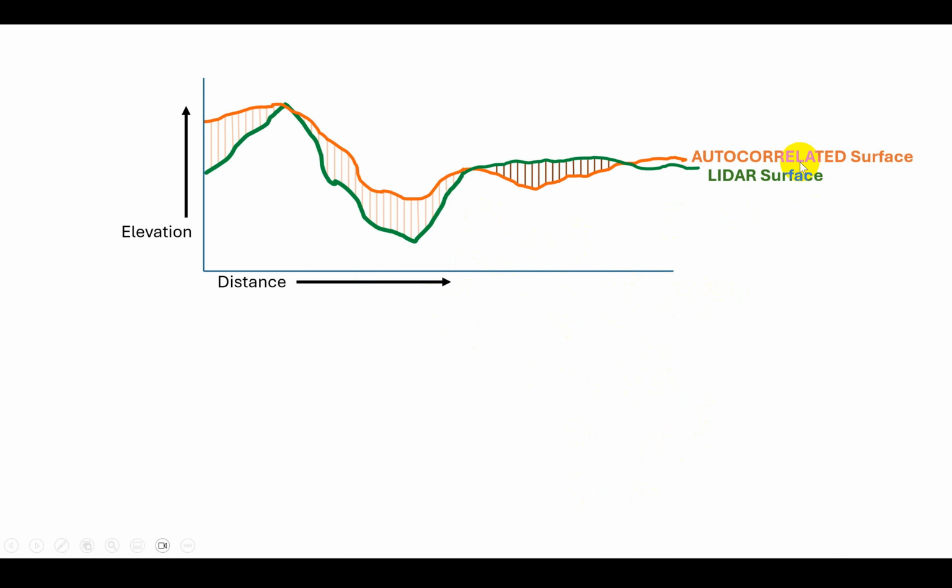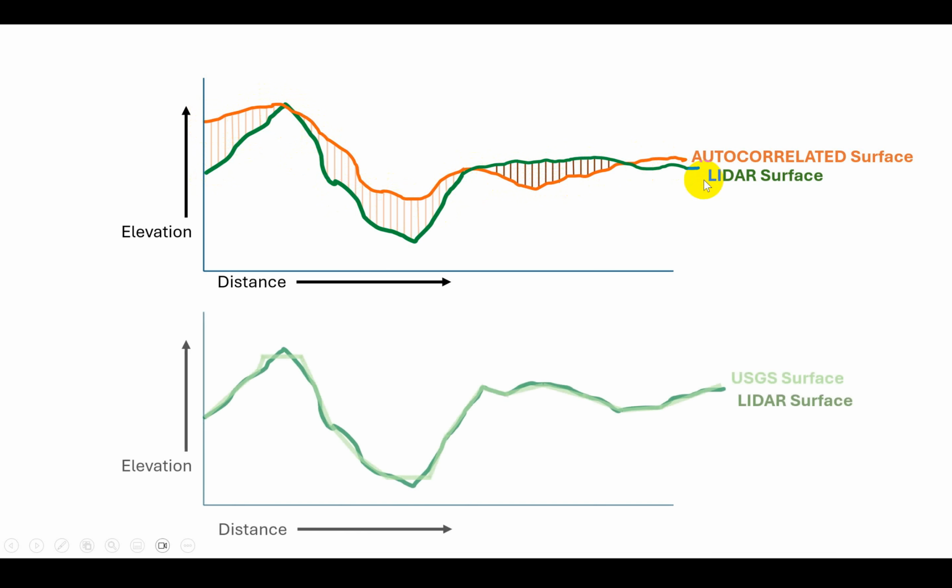And so what I was hoping that you would see when you differenced these two surfaces is a distribution of differences between the two surfaces, where sometimes the autocorrelated is going to be above our LiDAR surface, and so that would have a certain color or range of positive values maybe, and then a set of negative values where the autocorrelated surface dips below our quote-unquote true surface.